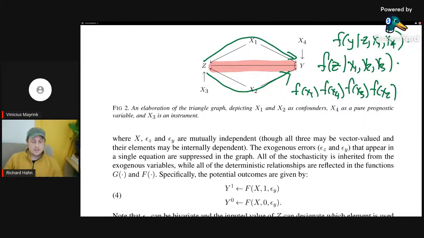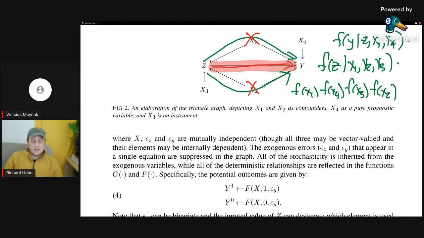And so the idea of statistical control is that if we knew the value of X1 and X2 in this particular case, then we would be able to rule out those paths, and we could then interpret the difference causally, the way that we want to.